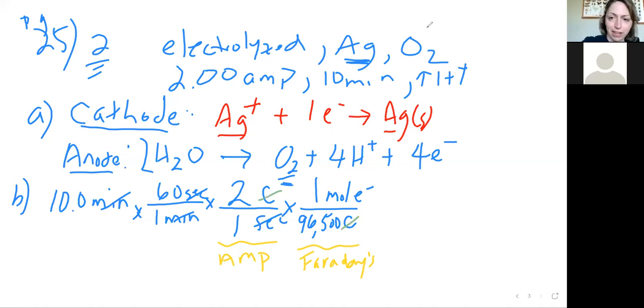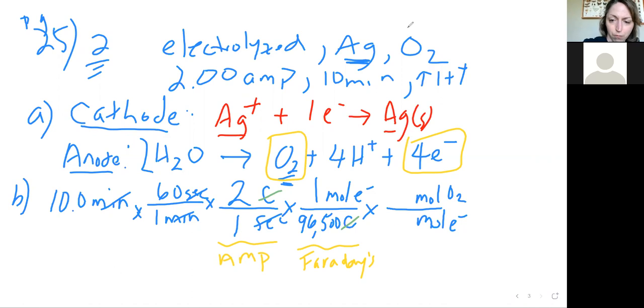Then I think this next step is the most easily forgotten and maybe the most difficult. We want to go from moles of electrons to whatever substance we're collecting. In this case, we were interested in oxygen. So now I go back to this half reaction and I see that 4 moles of electrons produce 1 mole of oxygen. So I'm going to fill that in: 4 moles of electrons, 1 mole of oxygen. If you did all that right, you will come up with a number. I think it comes out to maybe like 0.0031. How does that sound?